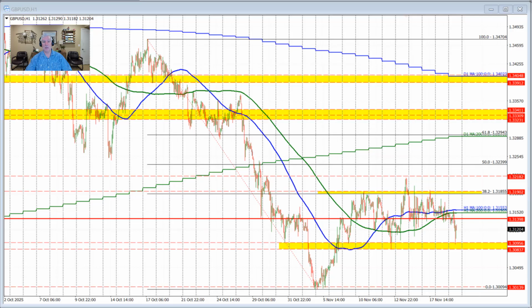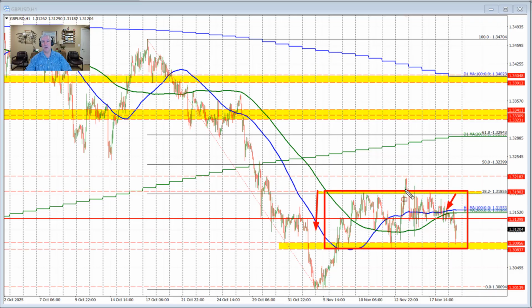And from a technical perspective, what sticks out to me using my tools is you see this 100 and 200-hour moving average here. They're near converged. Why? Because the market is doing this type of price action with ups and downs.